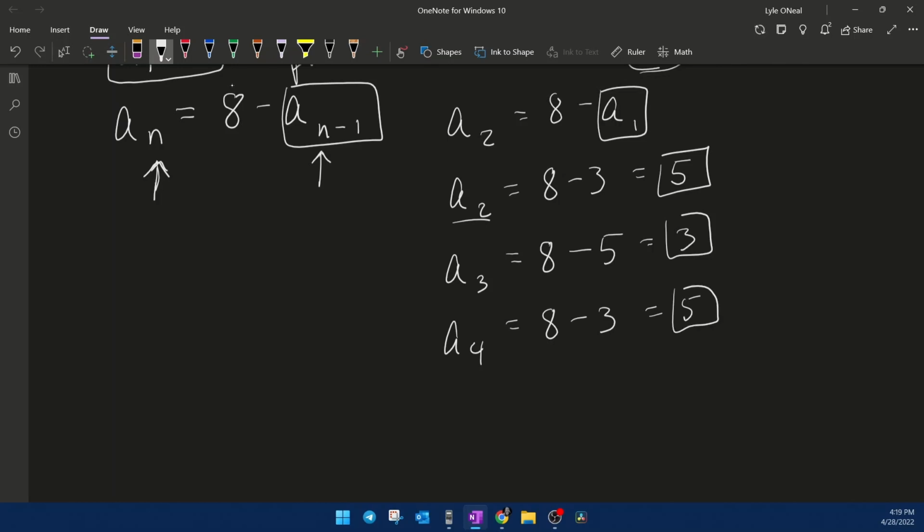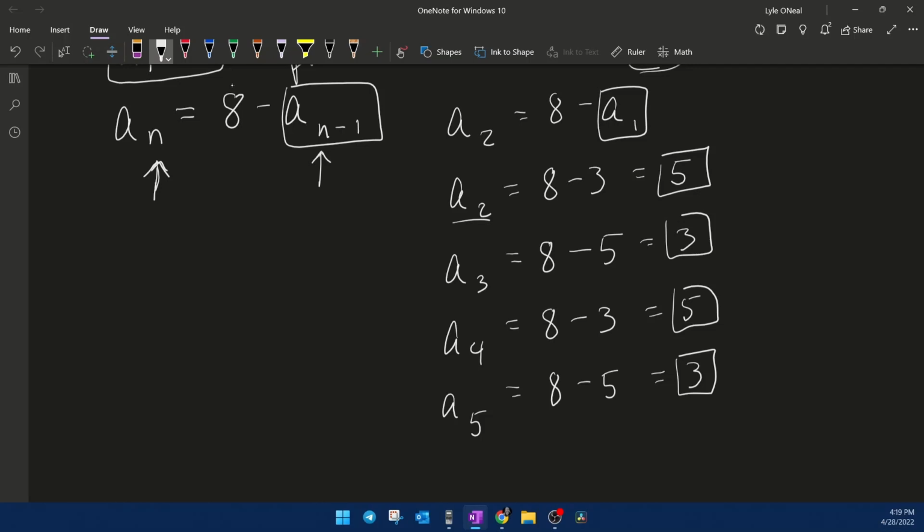And do you see a pattern? 3, 5, 3, 5. This looks like it's just a repeating pattern of 3 and 5. So the fifth term would be 8 minus the previous term. 8 minus 5 is 3, and we're done. We have the first 5 terms of the recursive formula.